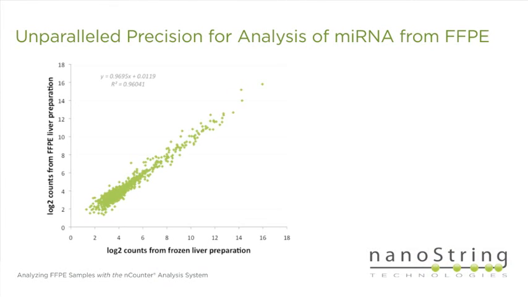This graph shows the correlation in log2 counts for microRNAs between the total RNA from a frozen tissue and total RNA isolated from a matched FFPE sample. As we have seen previously with the gene expression assays, the correlation between frozen and FFPE results is excellent, with an R-squared of greater than 0.96. Thus, similar to the gene expression products, the nCounter system microRNA panels perform equally well in FFPE samples.